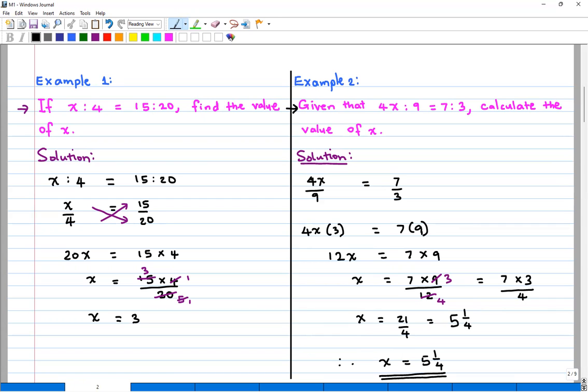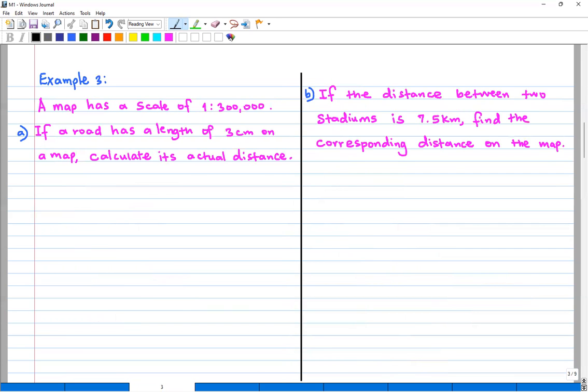So I think we have seen how proportion is important for us to know the missing part. Okay, let us talk about example number 3. A map has a scale of 1 to 300,000. If a road has a length of 3 centimeters on a map, calculate the actual distance.